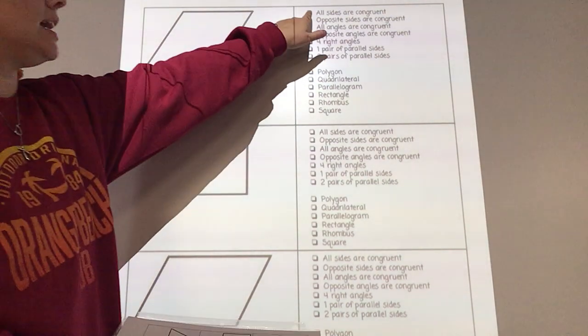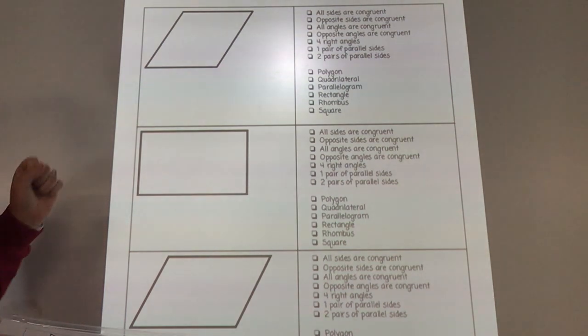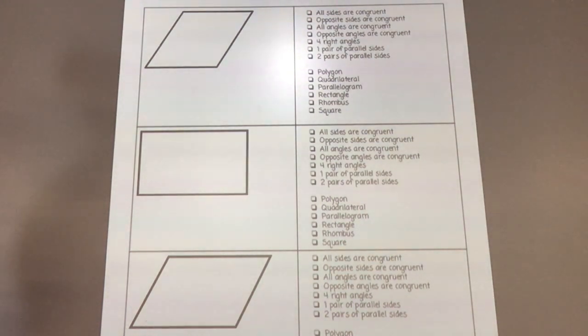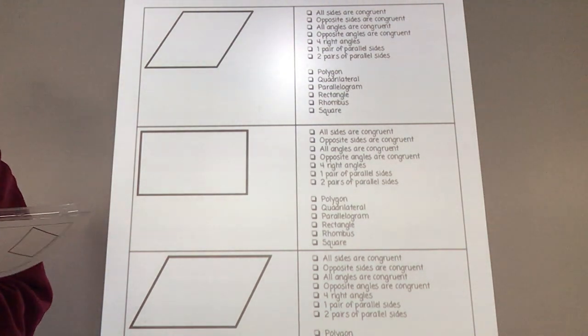The first box says all sides are congruent, and already I'd heard somebody say, what does congruent mean? What does that word mean, congruent? Max? He thinks it means equal, but he's a little unsure as he's saying it. Mimi? Like, they're all the same? She says all the same.